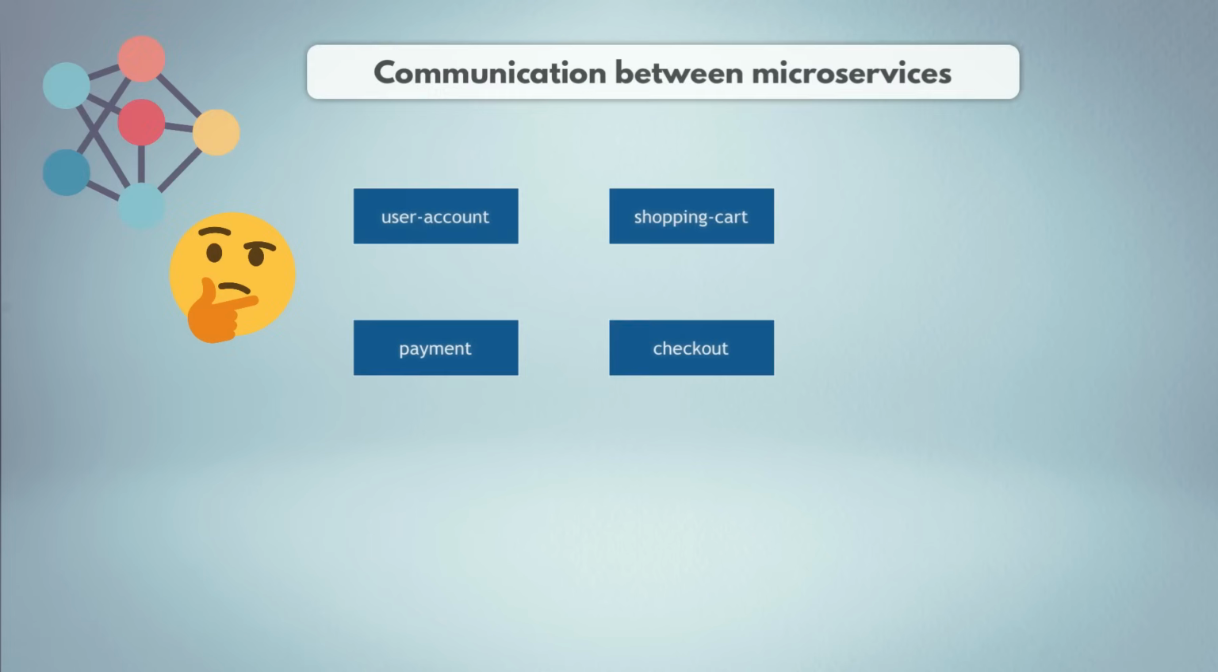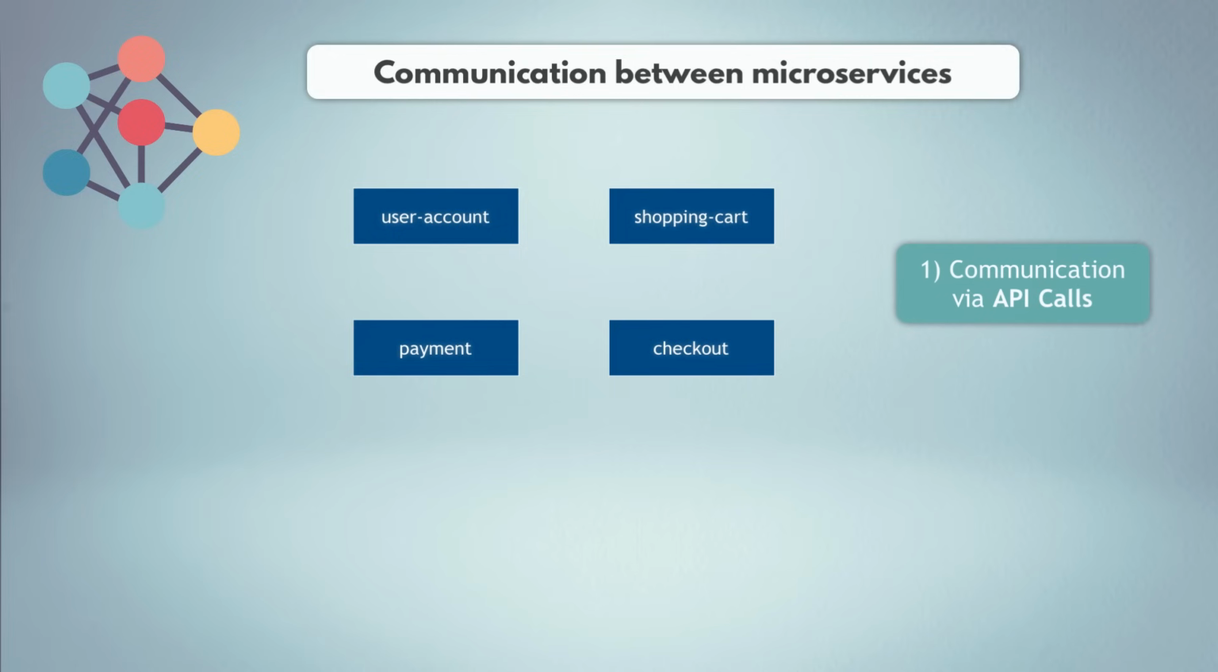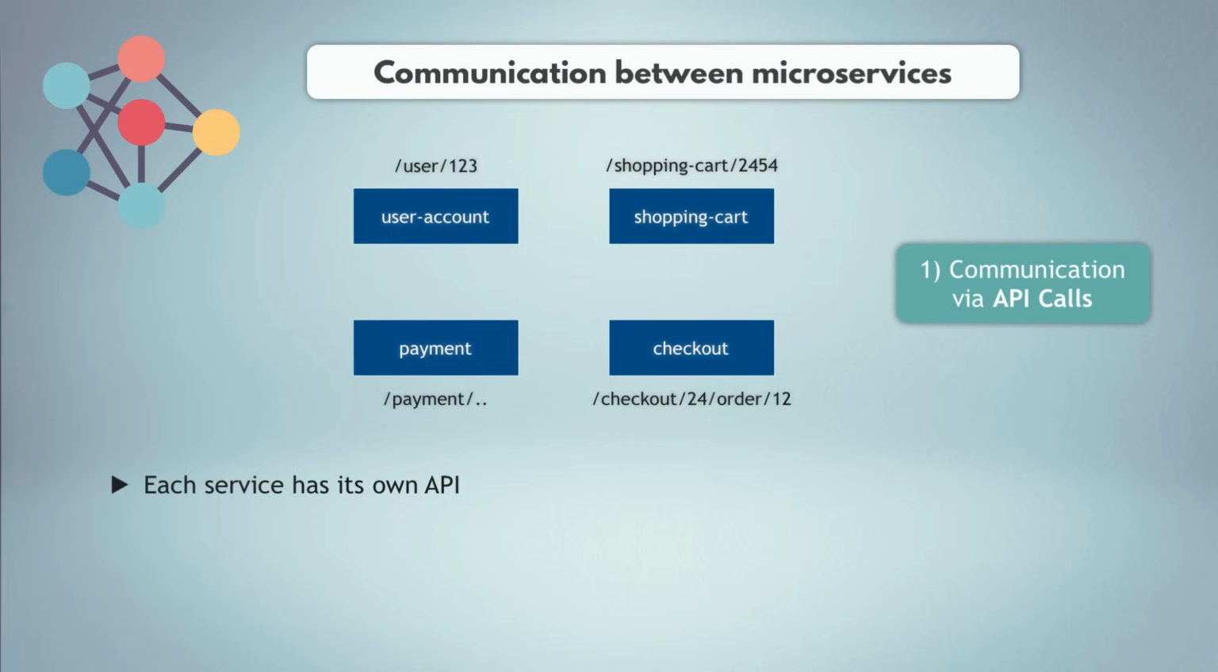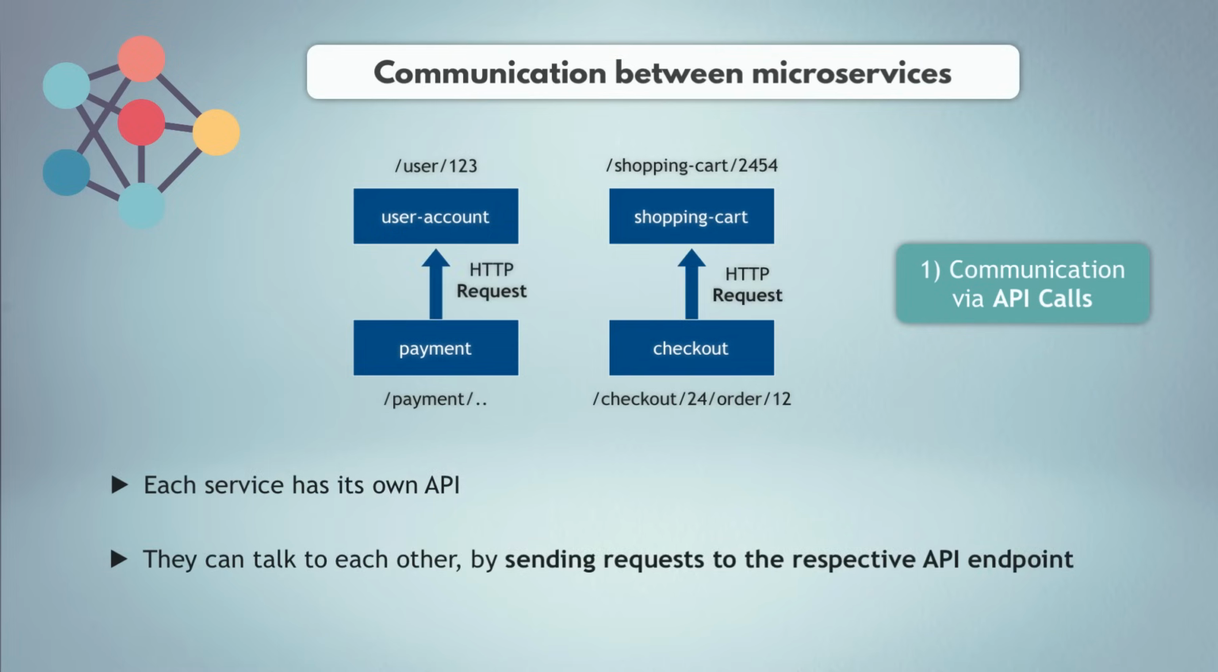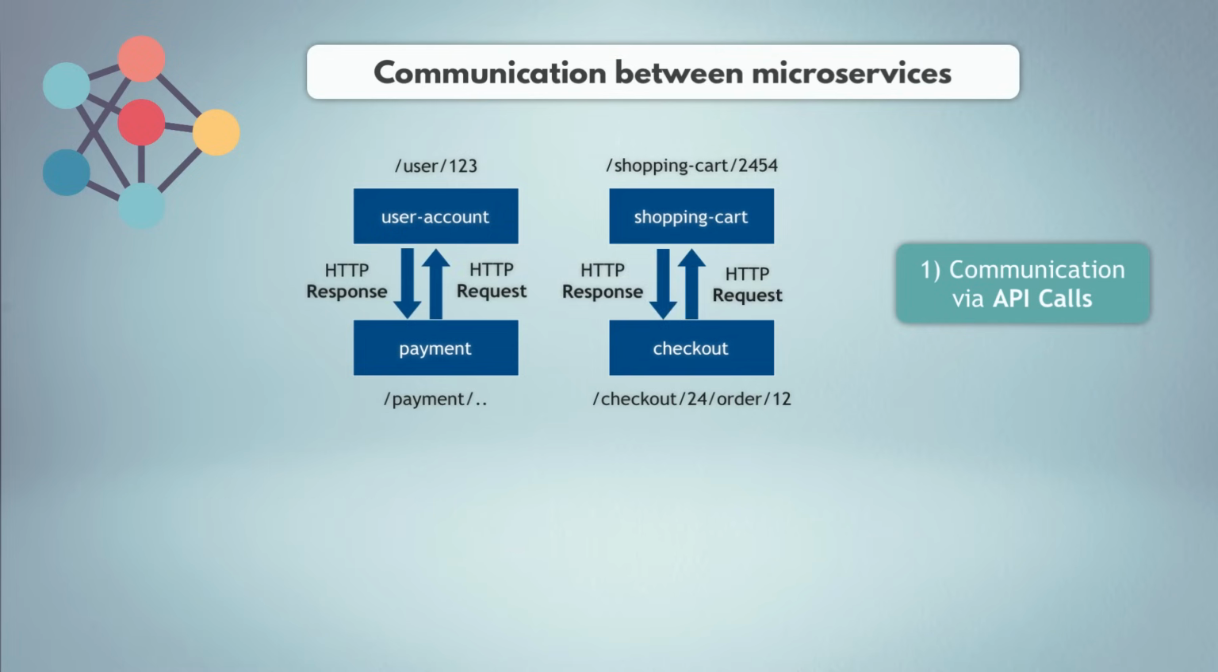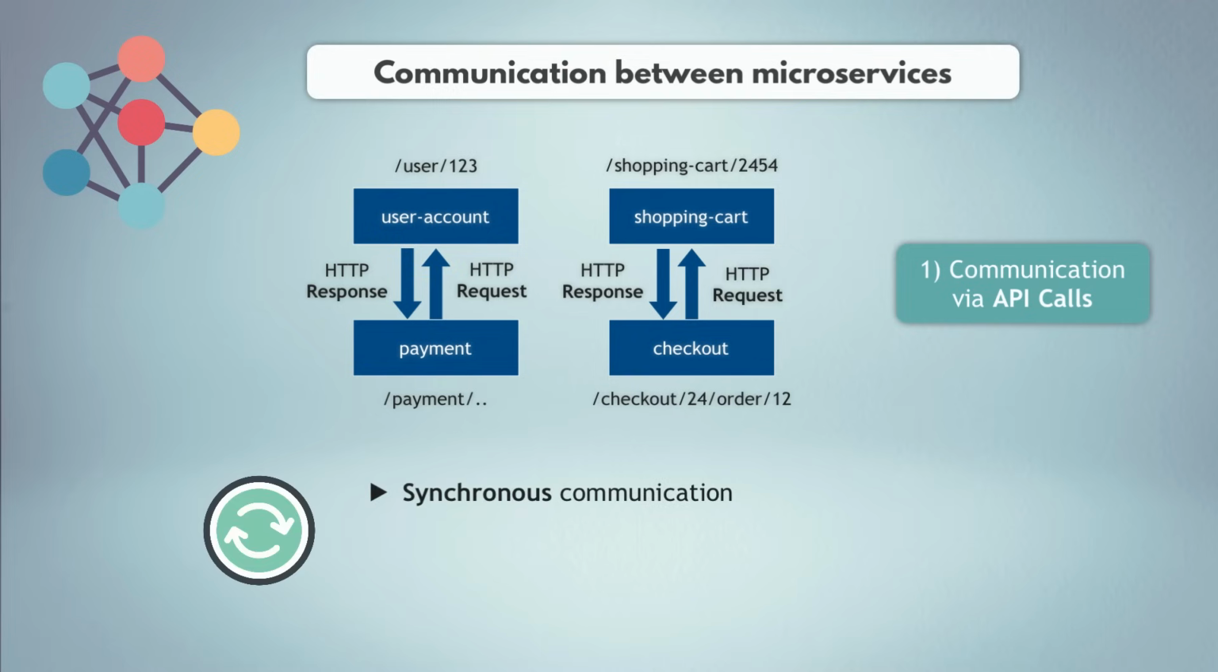Now, if these services are isolated and self-contained, how do they connect to each other? Because obviously the payment service will need something from the user account to process the payment, or the checkout service will need something from the shopping cart. A very common way for microservice communication is using API calls. So each service has an endpoint on which it accepts requests from other services. So services can talk to each other by sending each other HTTP requests on these endpoints. This is synchronous communication where one service sends a request to another service and waits for the response.